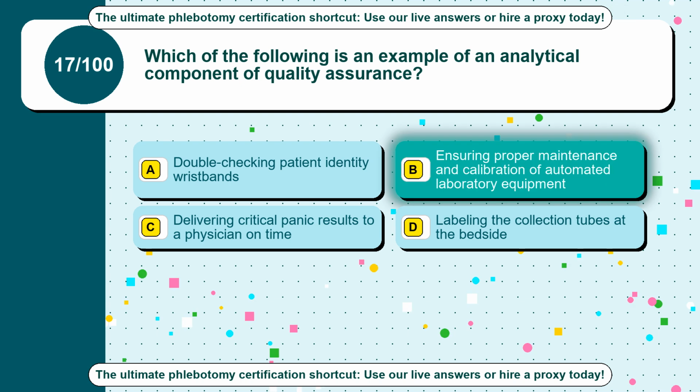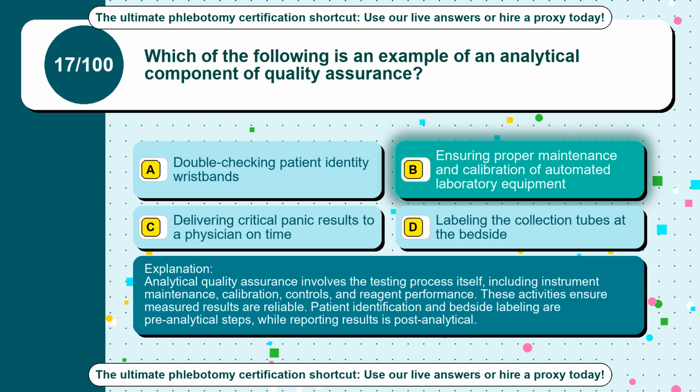The correct answer is option B. Ensuring proper maintenance and calibration of automated laboratory equipment. Analytical quality assurance involves the testing process itself, including instrument maintenance, calibration, controls, and reagent performance. These activities ensure measured results are reliable. Patient identification and bedside labeling are pre-analytical steps, while reporting results is post-analytical.